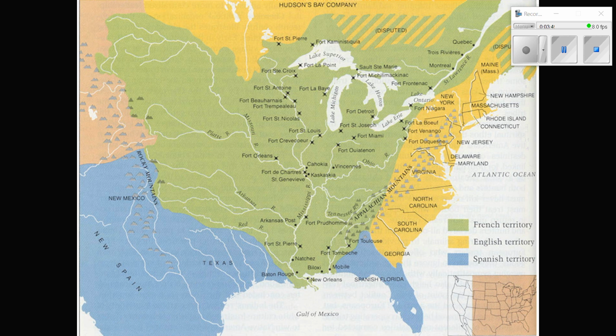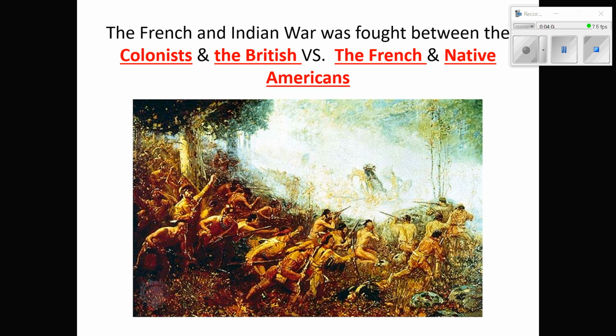As you can see, the British area, the English territory here, is just this little sliver right here. There's a lot of land here in the middle that's owned by the French. And this was a main cause of the French and Indian War. So let's look through it. The French and Indian War was fought between, basically like two teams. On one team was the colonists and the British, and the other team is the French and the Native Americans.